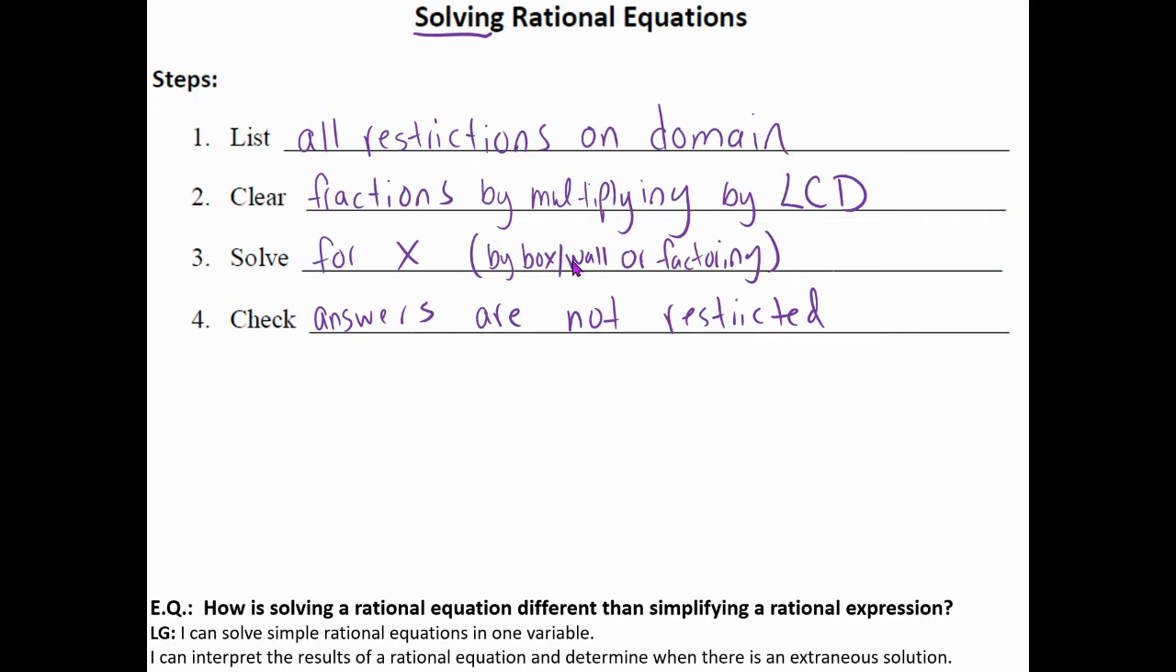It's possible that you might have to factor, but we're going to be doing simple rational equations. So more than likely, it's just going to be solving. And then the last step is check your answers are not restricted. So you made a list of things that x could not equal. Now, check to see if they're on that list.